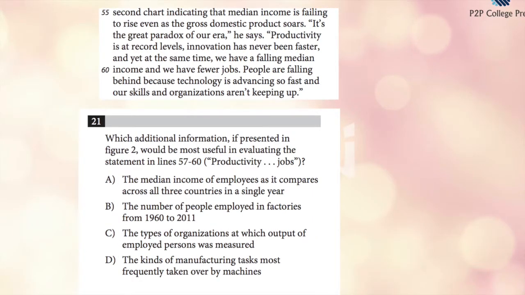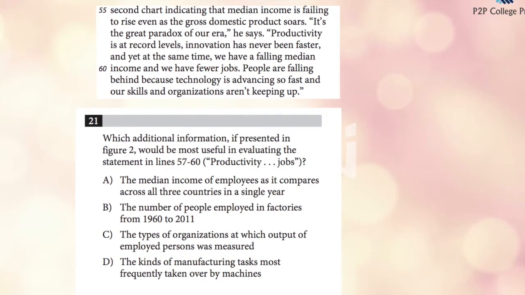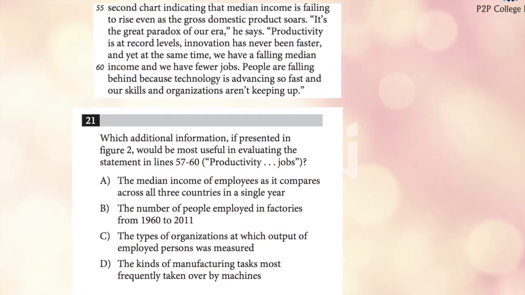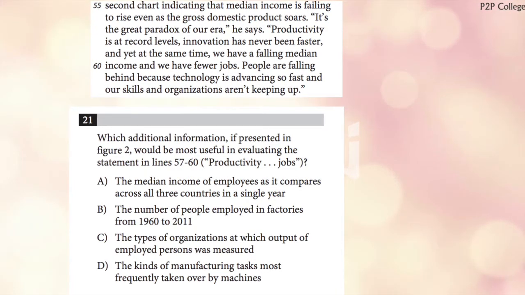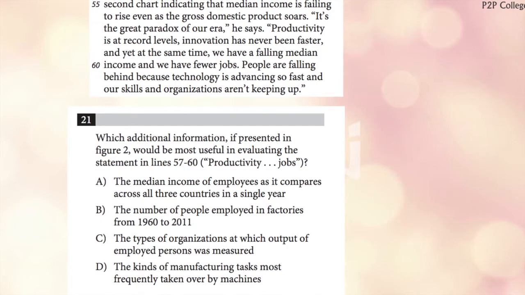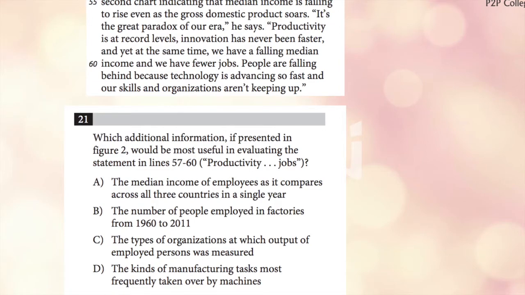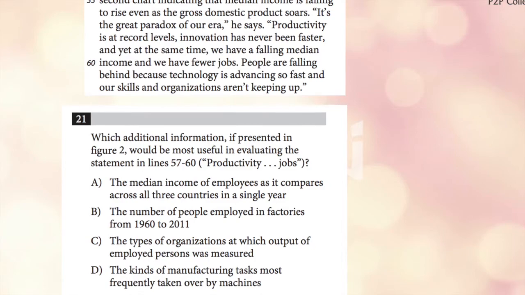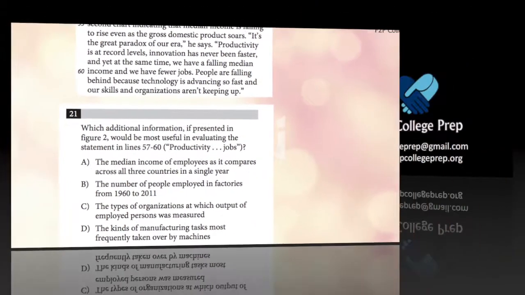So we can cross out C and D because those two answer options have no relevance to the two key points we want to remember. Now, the flaw with answer option A is that the comparison of the median income from three nations' factory workers within a single year wouldn't help us in evaluating his original statement about worker productivity in a span of 10 to 15 years. B is the better answer because it gives us the range from 1960 to 2011. And without these numbers, it's not possible to determine if his statement is correct.